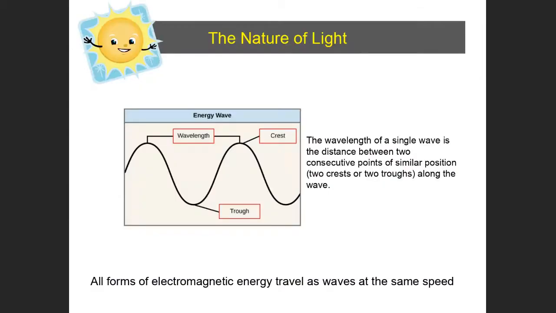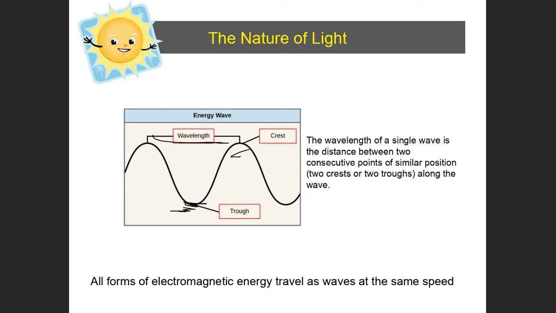So first of all, let's look at the nature of light. Light is in the form of electromagnetic radiation, right? This radiation exists at different wavelengths. Wavelength is the distance between two consecutive points at a similar position on a wave. They have the same crest and the same trough along the wave. So this is a wavelength.